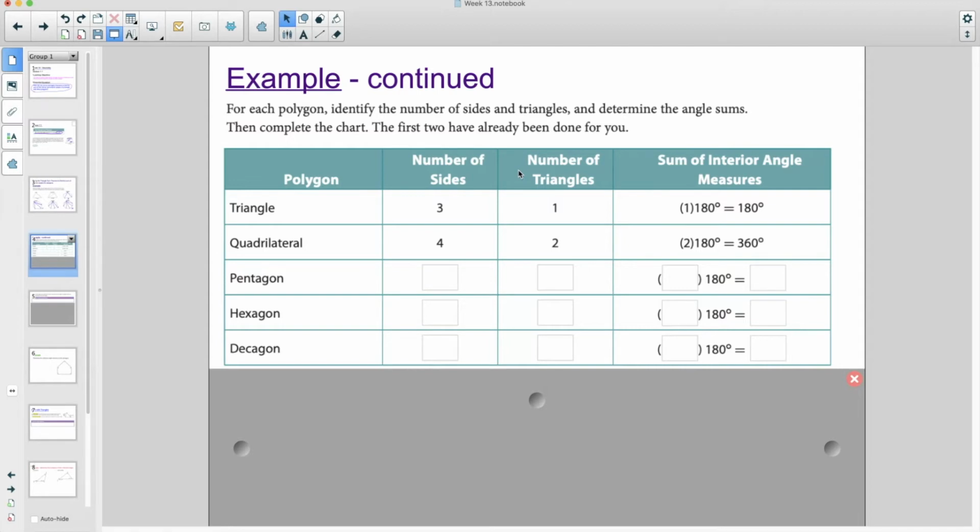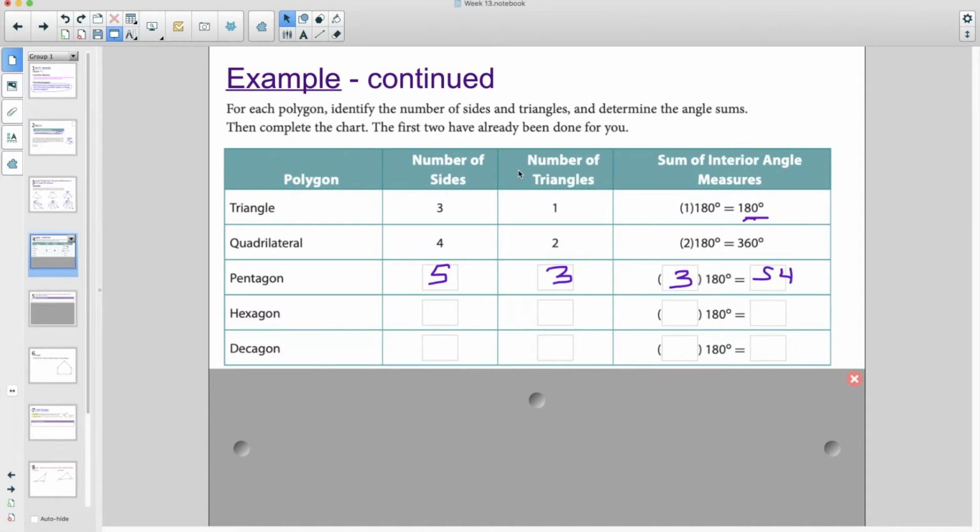We have the triangle, right? 3 sides, 1 triangle, that's 180 degrees. So let's keep this going. We did the quadrilateral, right? That was 2 triangles. So we had then 2 times 180, which was 360. So our pentagon that we just did, the total sides, 5. How many triangles? 3. So if we do 3 times 180, that's going to give us a total of 540 degrees.